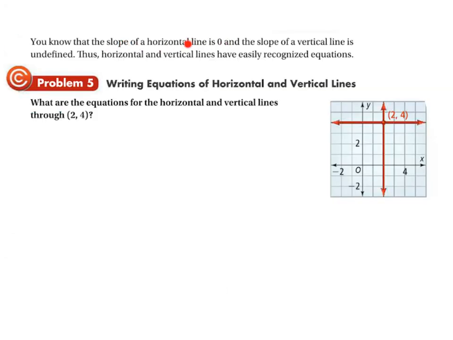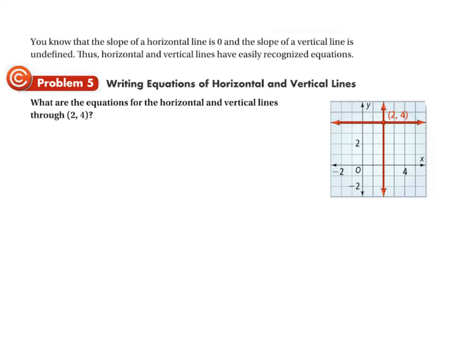Okay, you know the slope of a horizontal line is 0. And you know the slope of a vertical line is undefined. And horizontal and vertical lines have really easy equations. You don't actually need to involve the slope in it because, in fact, for perfectly horizontal and perfectly vertical lines, one of the coordinates is always the same. And that's how you're going to write the equation.